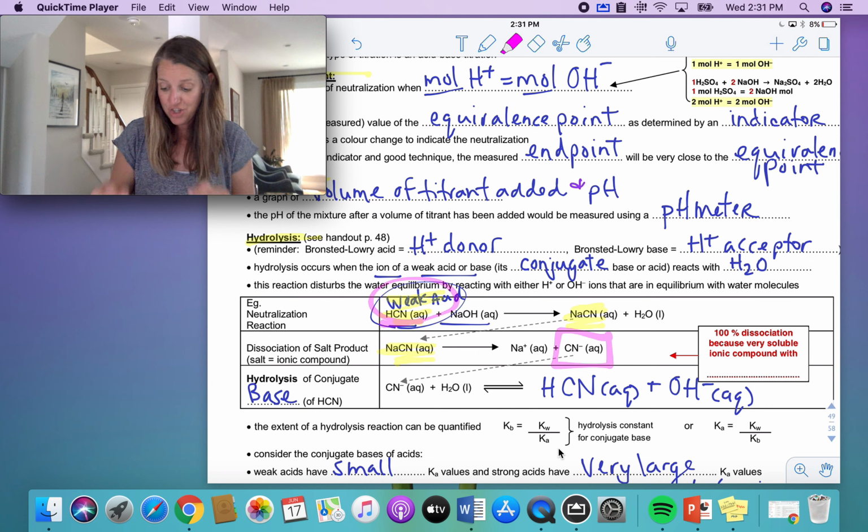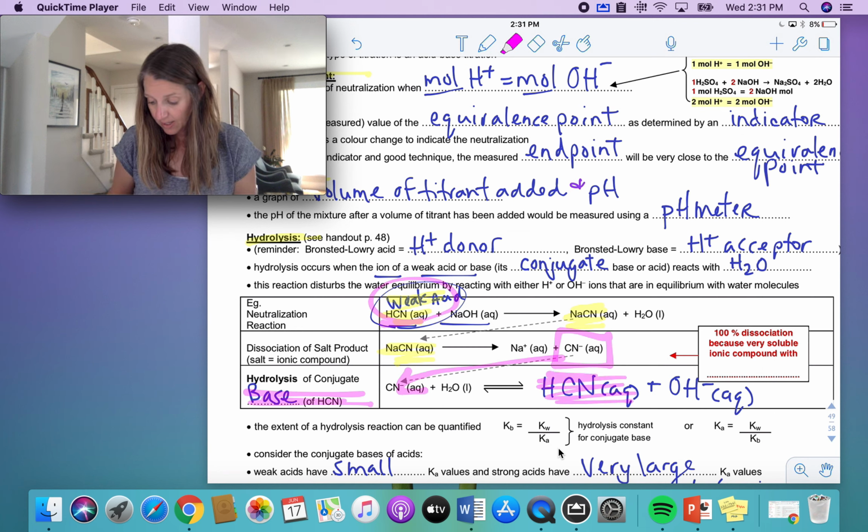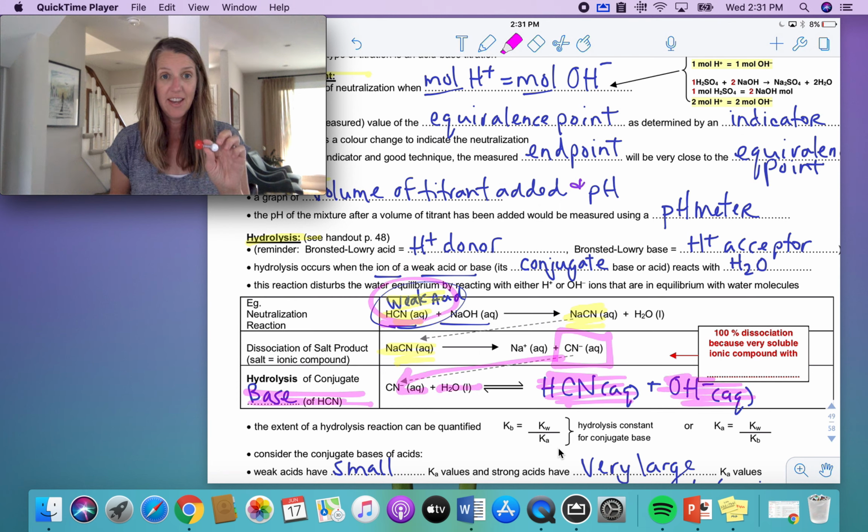Because it is strong, that conjugate base is going to be able to act like a base, a proton acceptor, and it's going to hydrolyze the water and form excess hydroxide ions. Okay, what's the extent of the hydrolysis reaction?